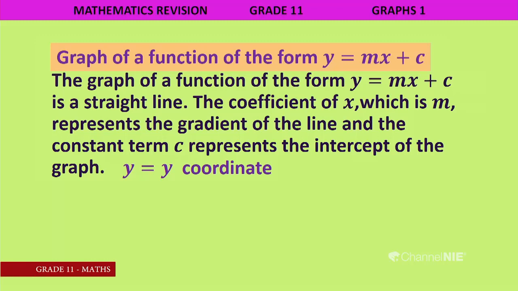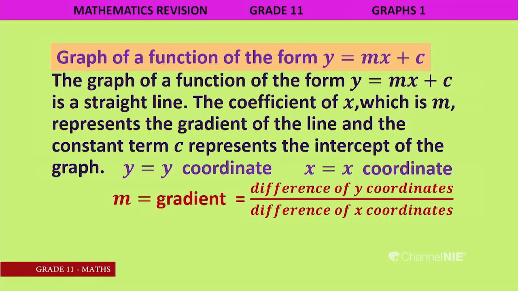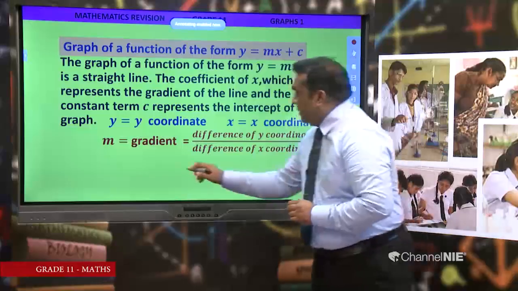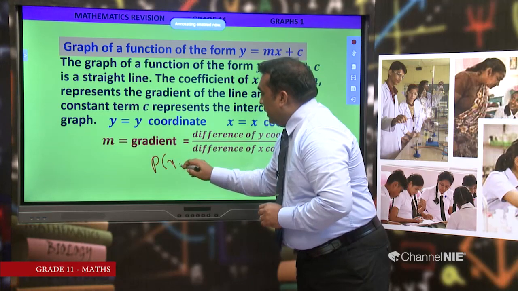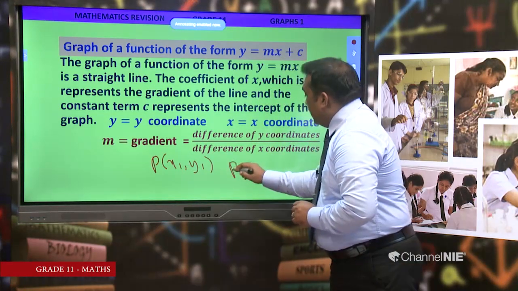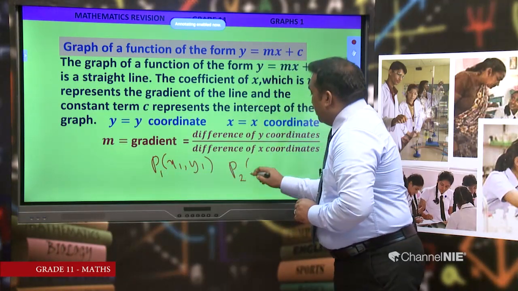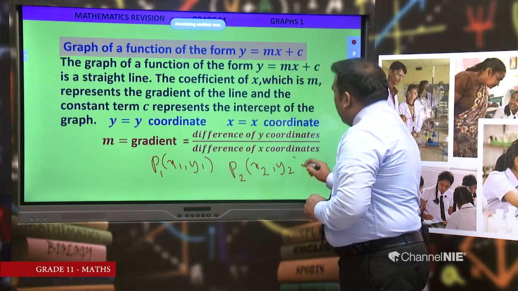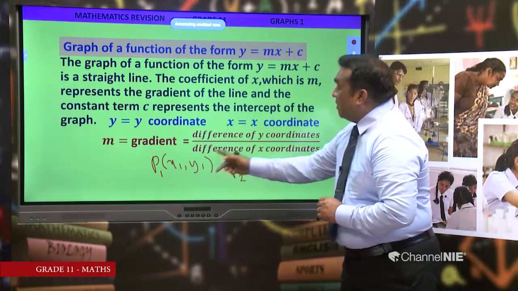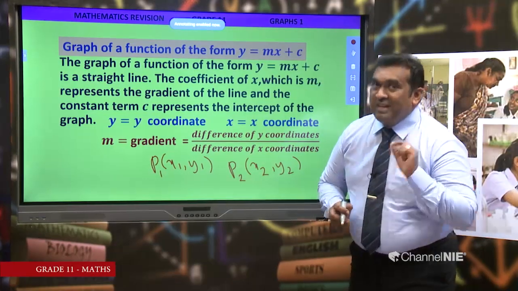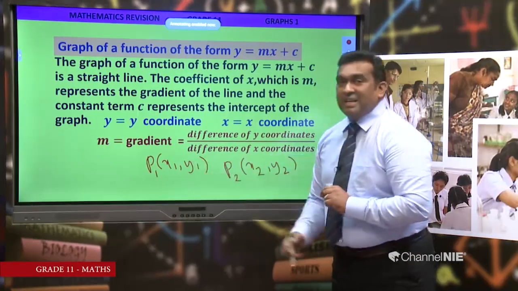Here y means the y coordinate, the number on the y axis. The x coordinate is the number on the x axis. Then this is the definition of the gradient: the difference of y coordinates should be divided by the difference of x coordinates. If you consider 2 points like this, x1, y1, and another point, here p1, here p2, if you consider x2, y2, then the difference of y coordinates, y2 minus y1, should be divided by the difference of x coordinates, x2 minus x1.